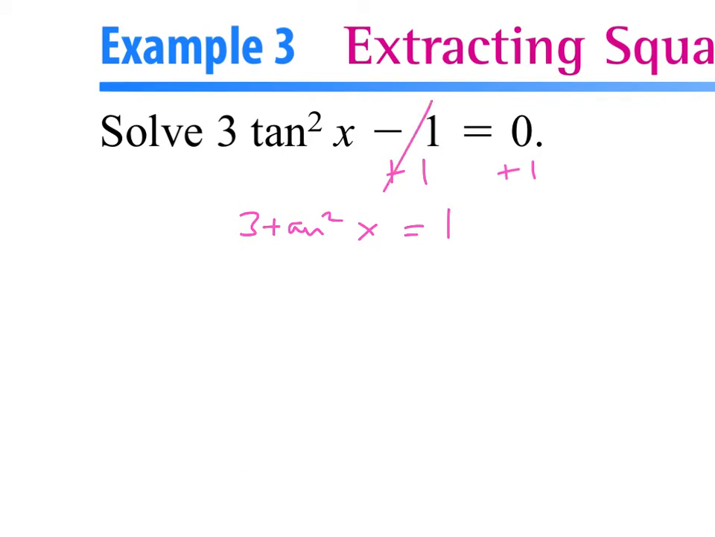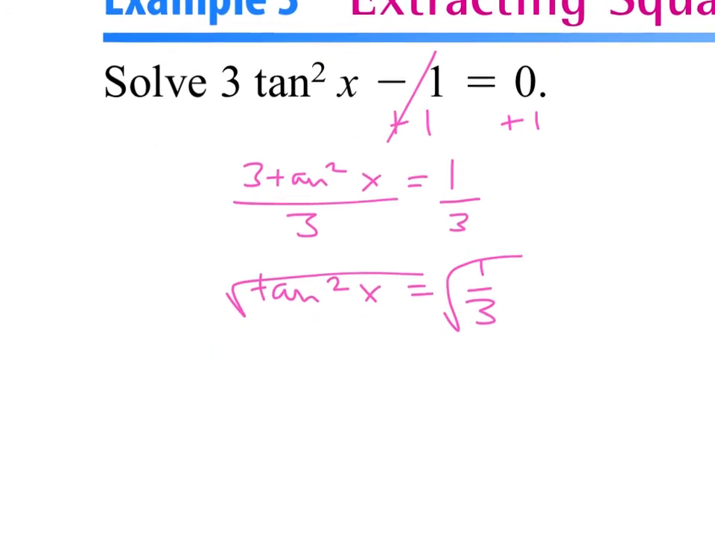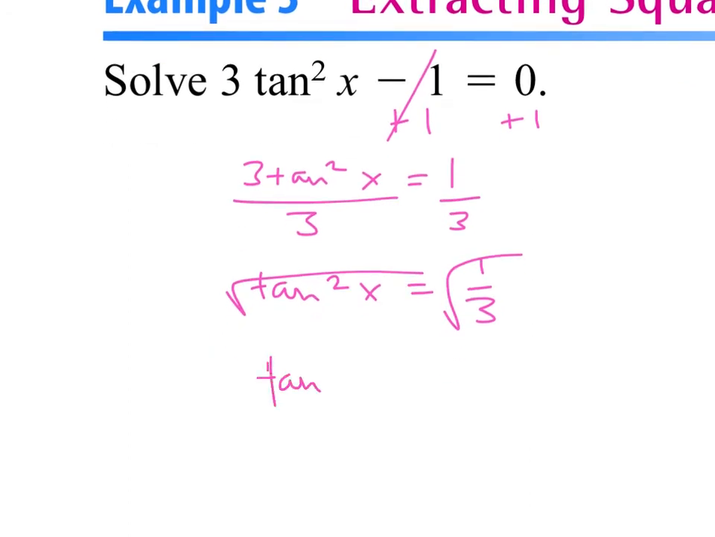What's next? Divide by 3. So tangent squared x is equal to 1 over 3. What's next? Square root it to get rid of that squared. So tangent of x is equal to, what is the square root of 1? 1. And then the square root of 3.